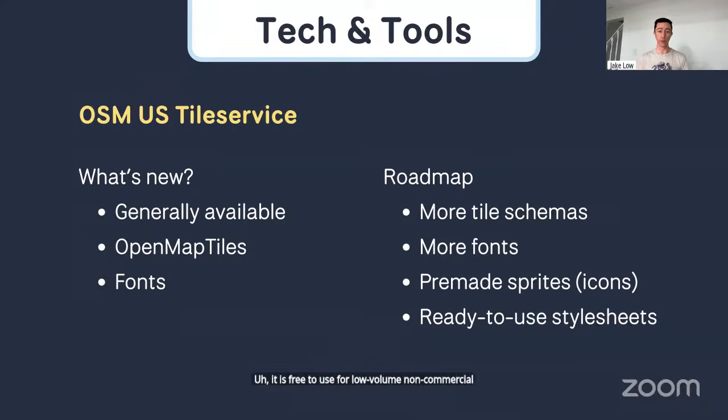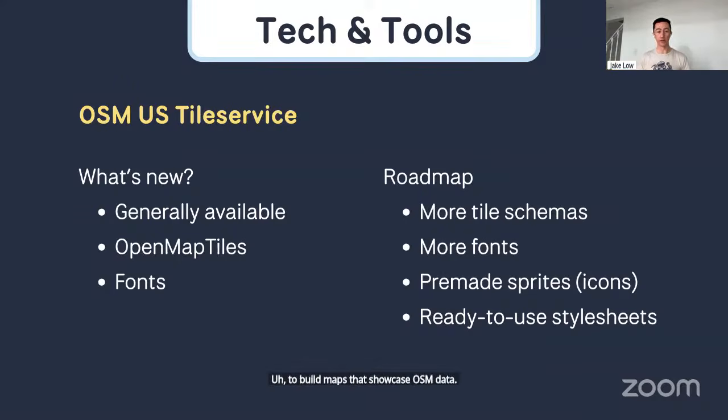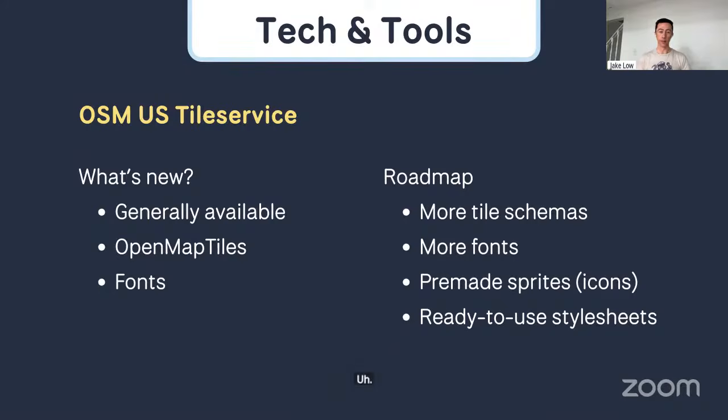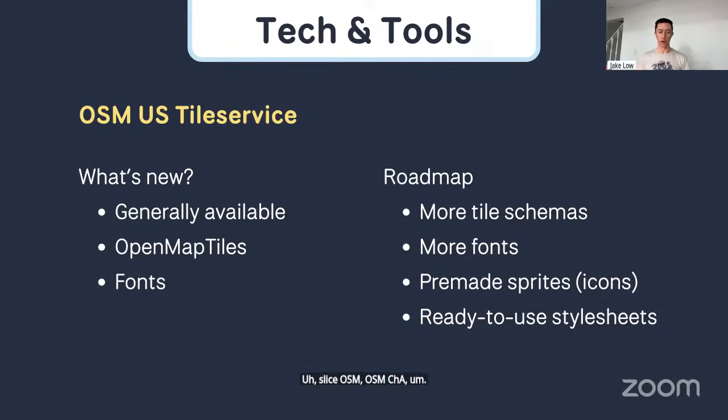So it's intended for people in the OpenStreetMap community to use it to build maps that showcase OSM data for the benefit of everyone in our community. It currently provides OpenMapTiles schema vector tiles, and it provides fonts that are compatible with the MapLibre renderer. And it's used by a bunch of projects in our ecosystem already. It's used by Americana, Slice OSM, OSM-CHA, and a lot of tools in the OSM ecosystem that show vector-based maps.